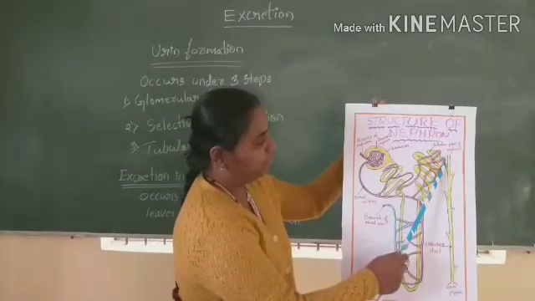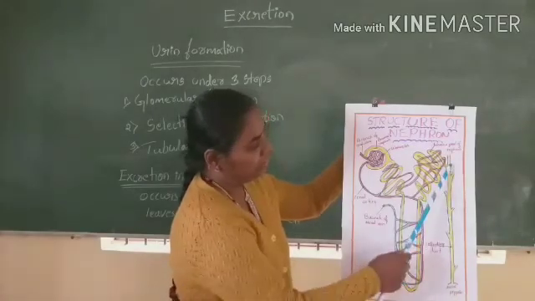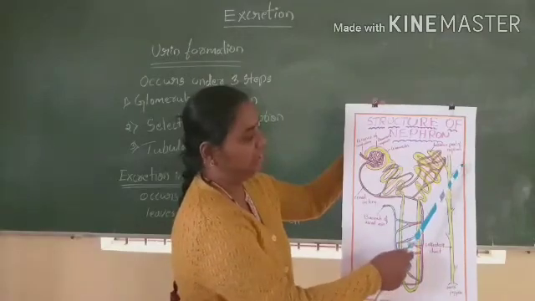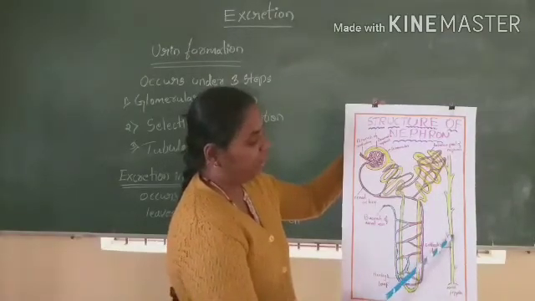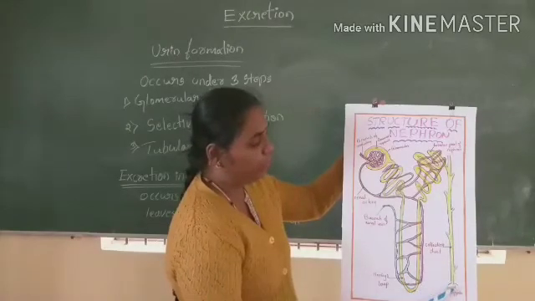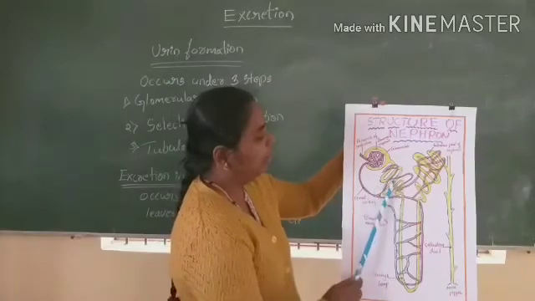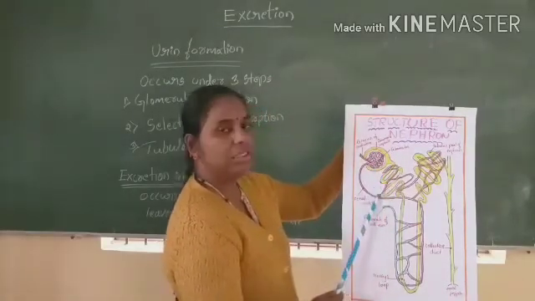This tubule is then connected to the collecting duct. To this collecting duct, numerous nephrons are connected. This is the common passage for various nephrons. And later this collecting duct opens into the pelvis through the renal papillae. And to this nephron, the blood capillaries are supplied.